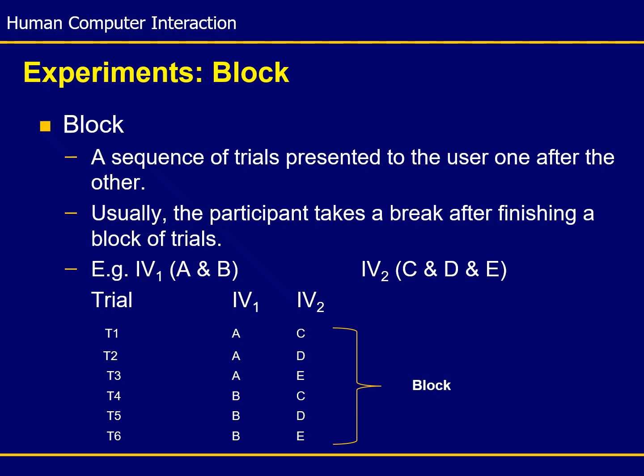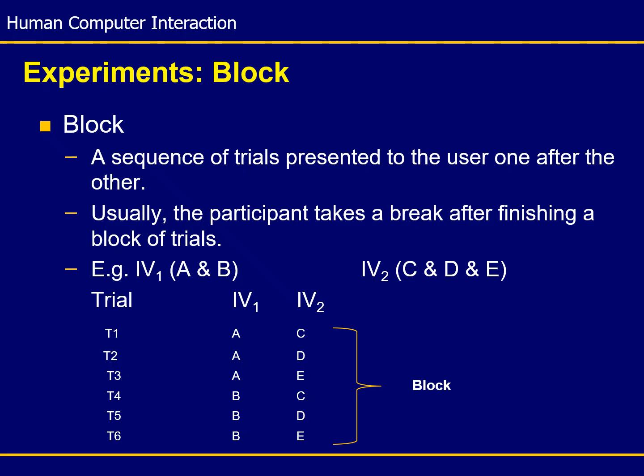Now, what we're going to do is group the trials in a block. So what is a block? It's a set of trials. This is what is written here: a block is a sequence of trials presented to the user one after the other. So the user will see one trial at a time.